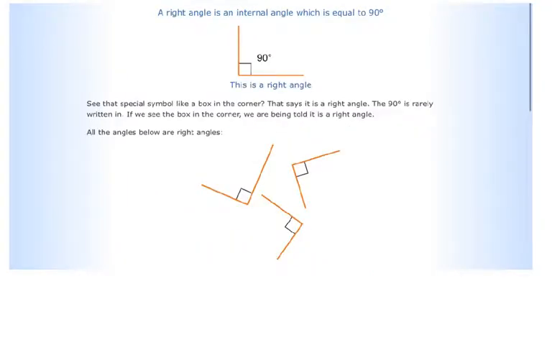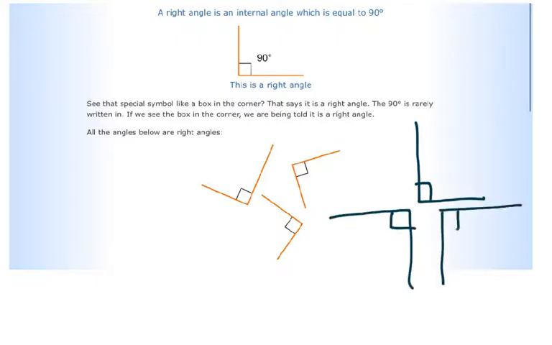And the last one we've talked about is a right angle, and we know that a right angle measures exactly 90 degrees, and there is a special symbol like a box in the corner to tell you that it measures exactly 90 degrees. So 90 degrees is rarely written in. We see that little corner symbol. So would you please draw 3 right angles on your whiteboard? Go ahead. Here are 3 right angles.